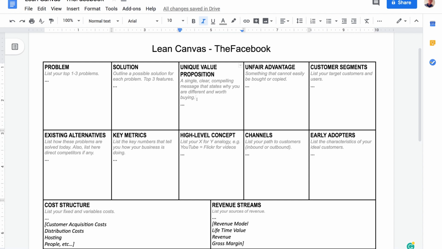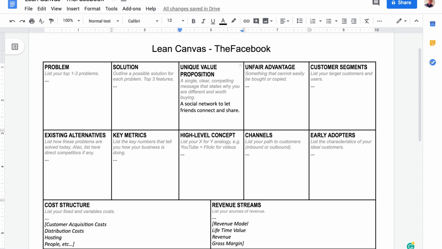So they started with an idea, not from customers and not from the problem in this case. So their unique value proposition was something like, let me put it here directly, a social network to let friends connect and share. I would even start with not friends, but students, college students connect and share.